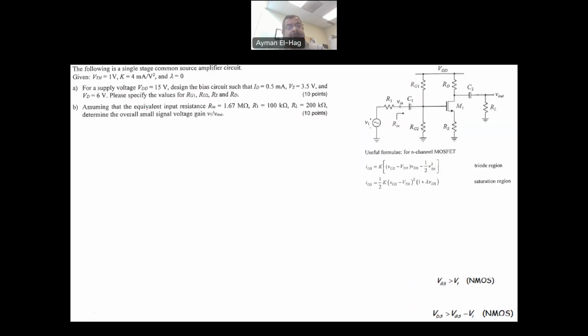The first part here is basically a DC bias question. In the DC bias question, as we did before, all the capacitors will be open circuits, and we will disconnect the AC source from the circuit. We also disconnect the load from the circuit. So if this is open circuit and this is open circuit, that will be our transistor model.